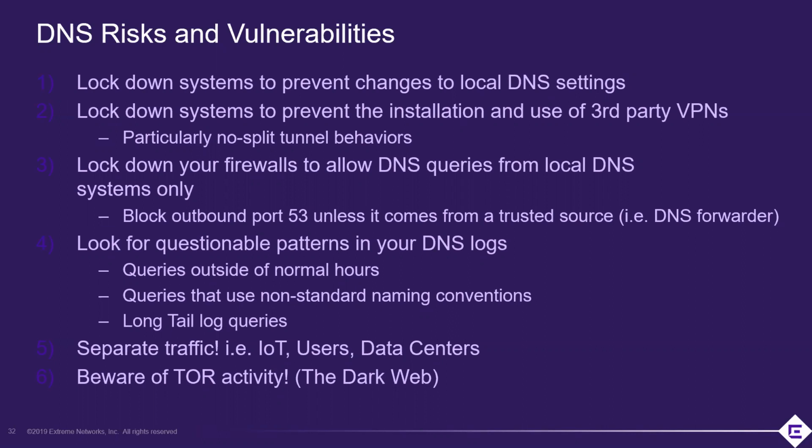Lock down systems to prevent installation and use of third-party VPNs. Particularly no split tunnel behaviors. You can't monitor split tunnel behaviors. Any system that's doing split tunneling, you should be asking why, particularly an IoT device, but the end user systems as well. And if the end user is unaware of the behavior, that's something that should really, really cause alarm.